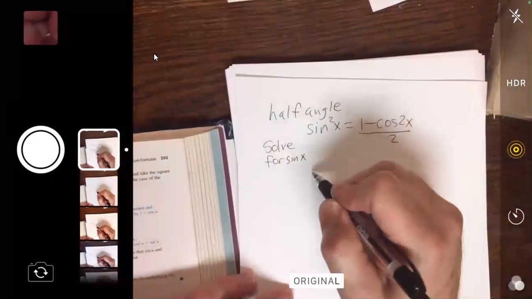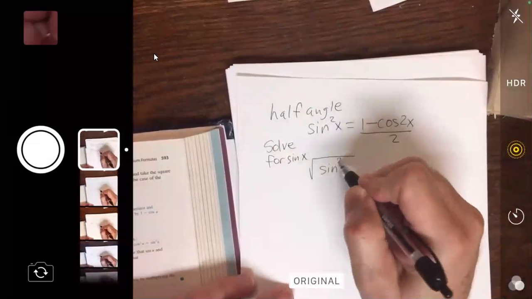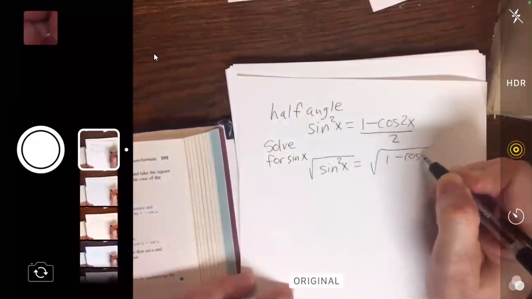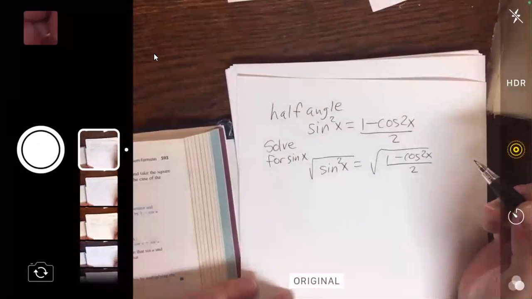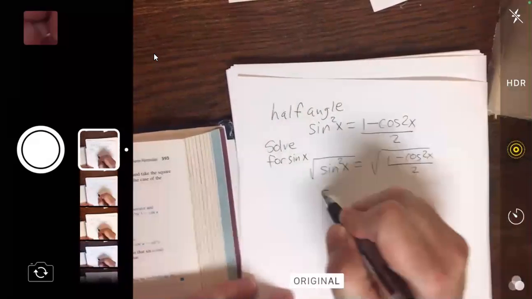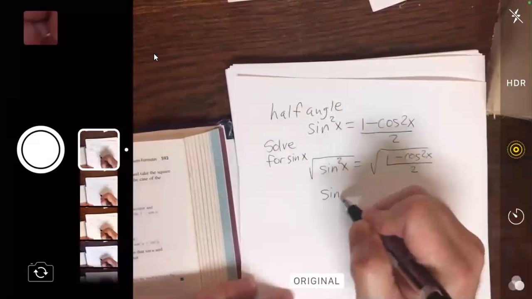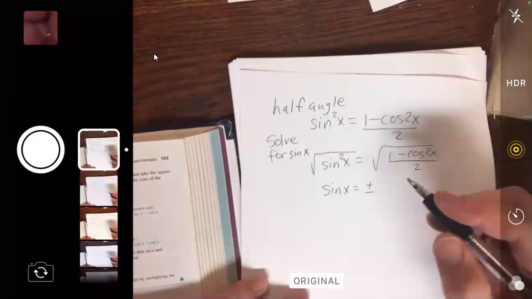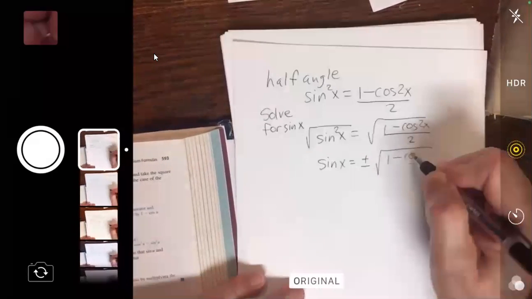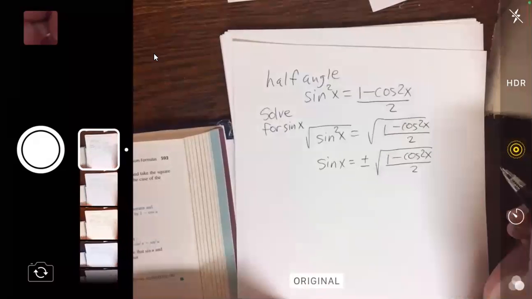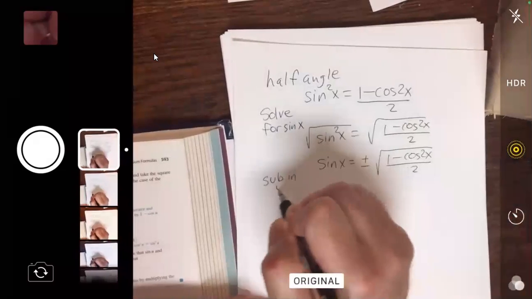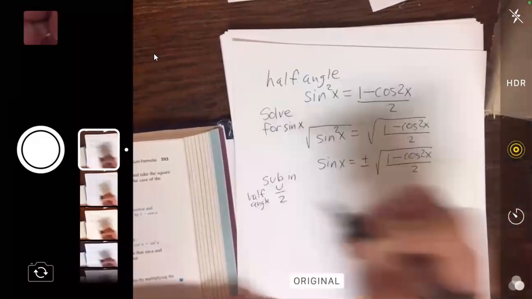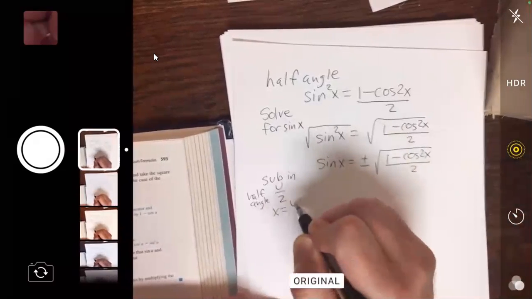So that means I do a square root. Cosine of 2x divided by 2. You get sine x equals plus or minus square root of 1 minus cosine of 2x divided by 2. And then they sub in u over 2 for the half angle. So x equals u over 2.